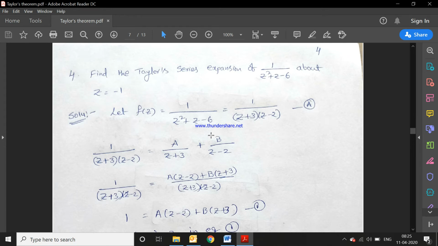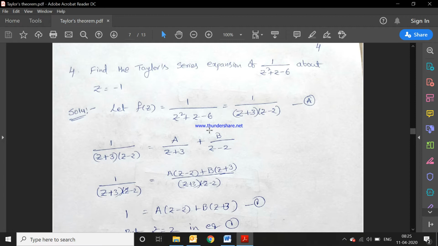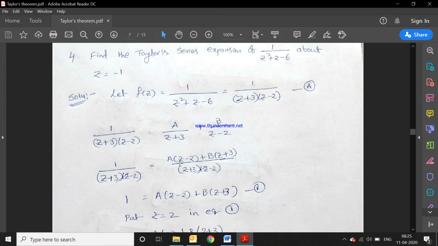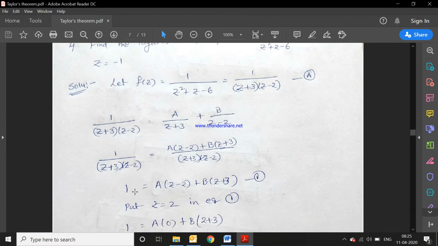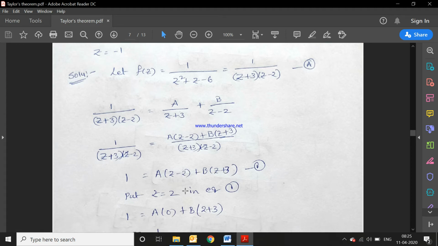After that we use partial fractions to separate the terms. So 1 by z plus 3 into z minus 2 is equal to a by z plus 3 plus b by z minus 2. Take the LCM, which is z plus 3 into z minus 2, a into z minus 2 plus b into z plus 3. Cancel the denominators. We get the equation 1 is equal to a into z minus 2 plus b into z plus 3.